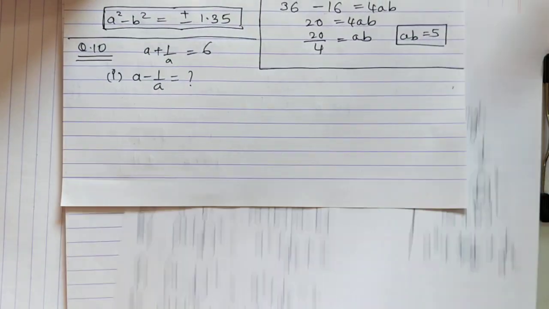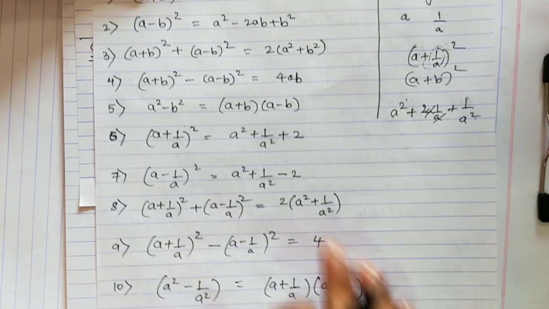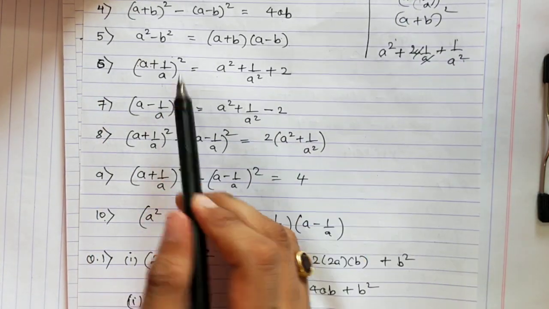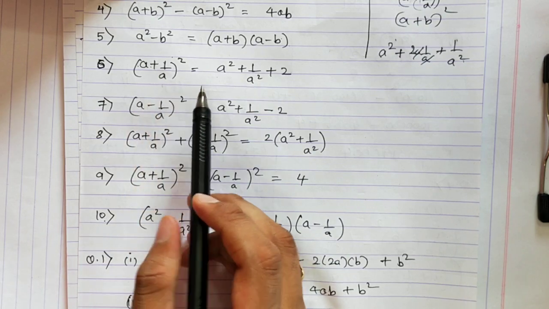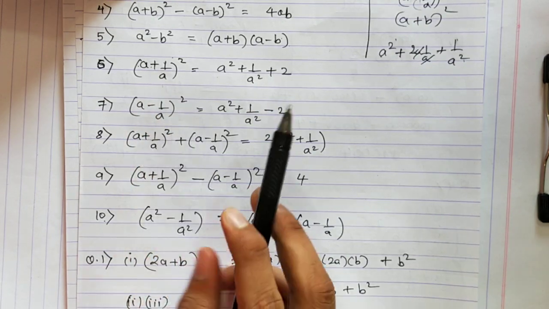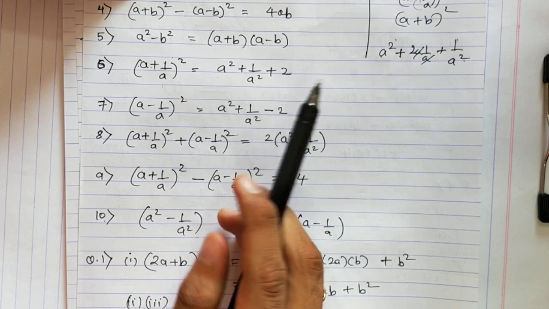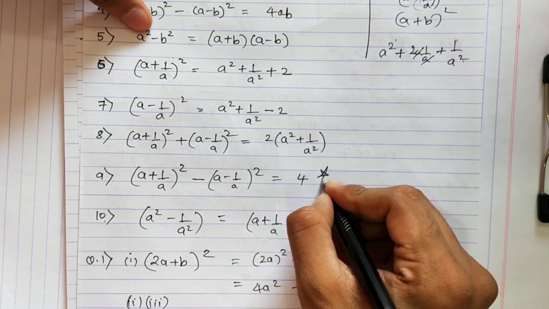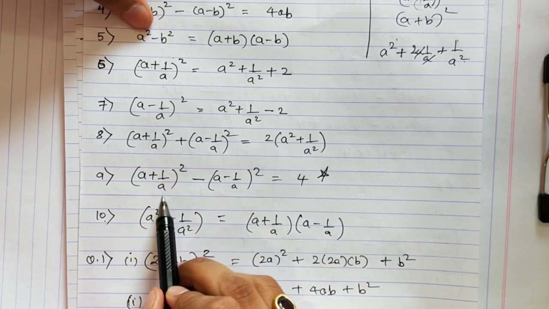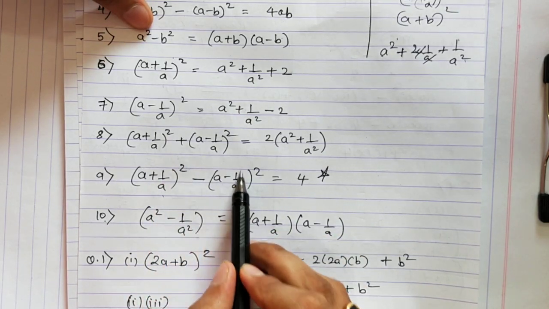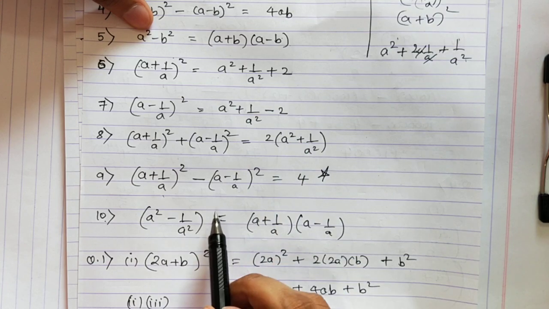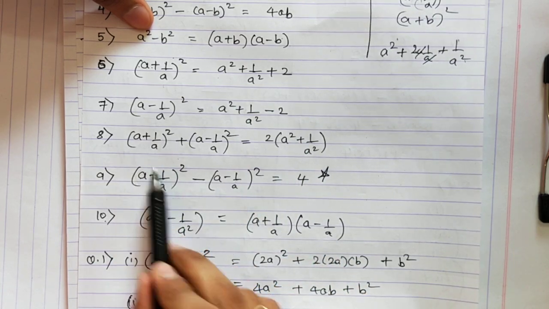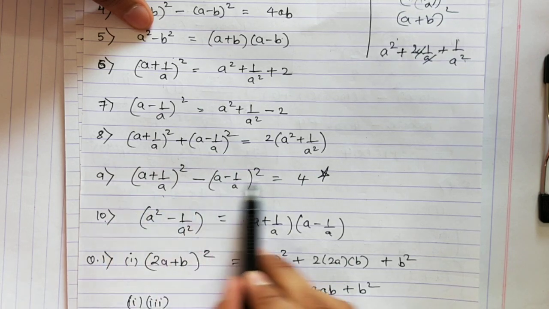Okay, so let's check out the formulas. Which formula can be used here? Out of these formulas, 6, 7, 8, 9, 10, we have a plus 1 upon a, and we have to find a minus 1 upon a. Correct? So this formula, this is a very important formula: a plus 1 upon a the whole square minus a minus 1 upon a the whole square equals 4. There is no other term here. Only these two terms, out of which one is known, one is unknown. Correct? So we can use this formula.